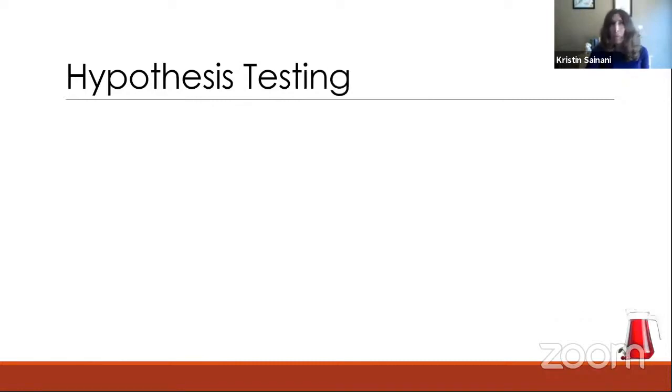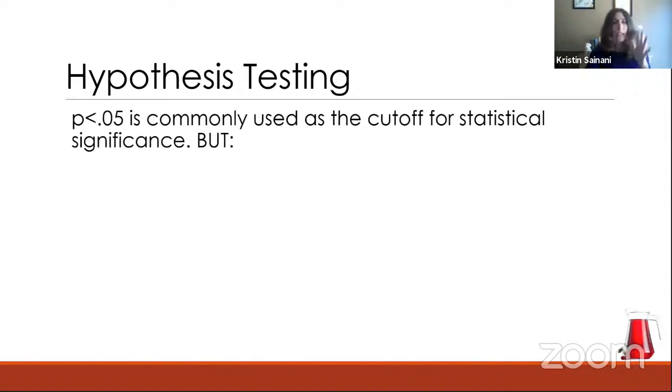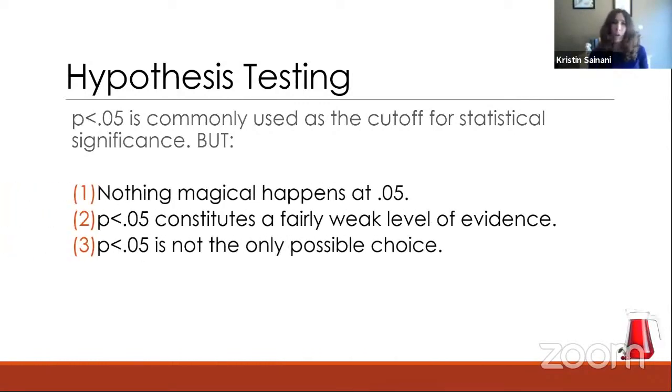I want to say a little bit more now about the choice of that alpha level, the significance level. P is less than 0.05. That's the common threshold that lots and lots of people choose. It's probably overused. I want you to understand, though, that nothing magical happens at 0.05. When you go from 0.049 to 0.051, nothing magical happens. 0.049 and 0.051 are virtually identical, right? We use this as a threshold, but just realize that there's nothing magical at 0.05.